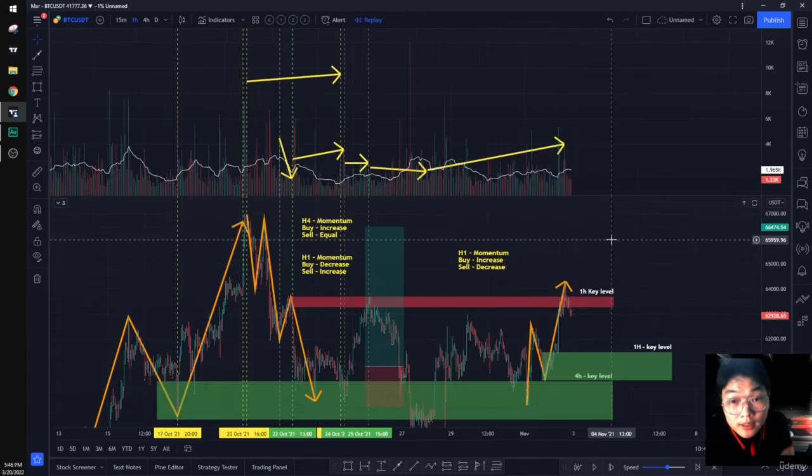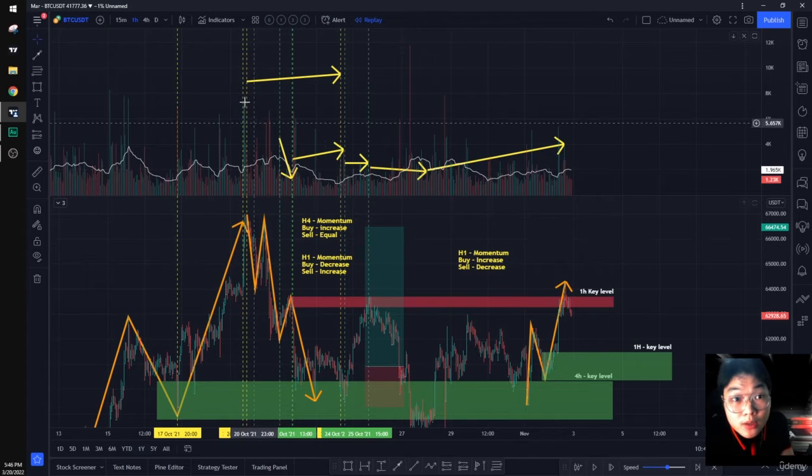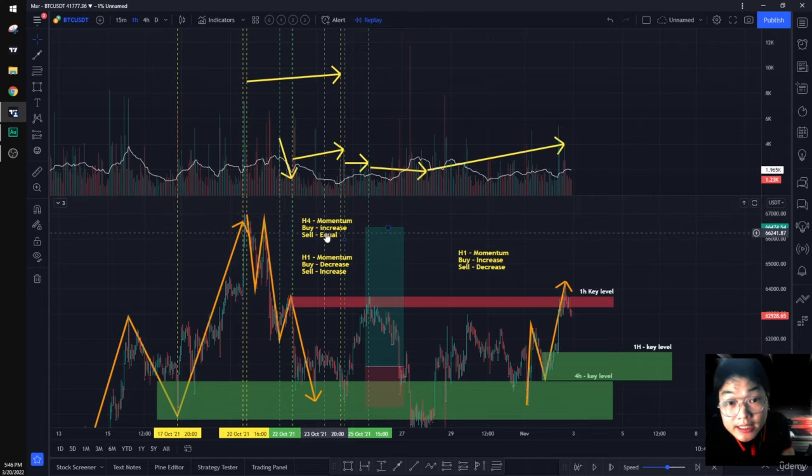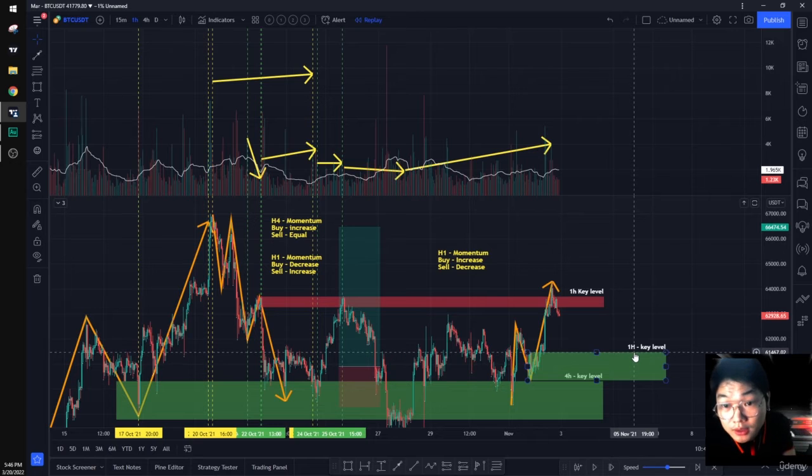So the total story in Bitcoin USDT at this time is: the 4 hour is still in increased momentum of the buying pressure and the selling pressure is still equal. But in the 1 hour time frame, everything already changed. Buying pressure at this time is increased, and the selling pressure also decreased. Therefore, we can enter right into the 1 hour buying pressure key level.